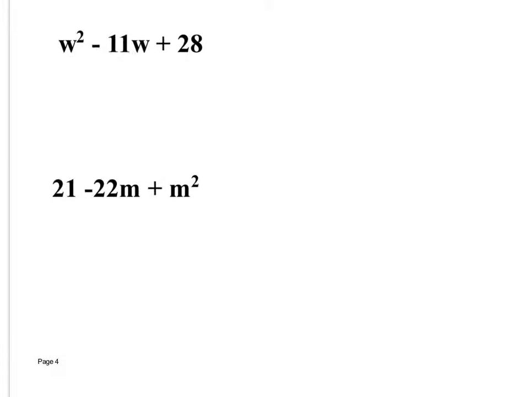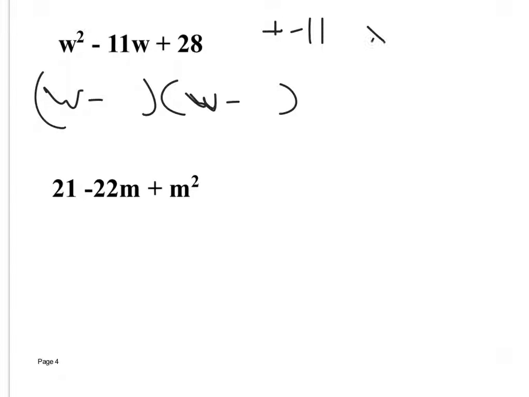Let's do a couple more. Write these down. The first one, w squared minus 11w plus 28. Right? B is negative and C is positive. That means they both have to be negative numbers. From knowing my rule, they have to both be negative so that when they multiply, they give you positive. So what would add to give me -11 and multiply to give me positive 28?